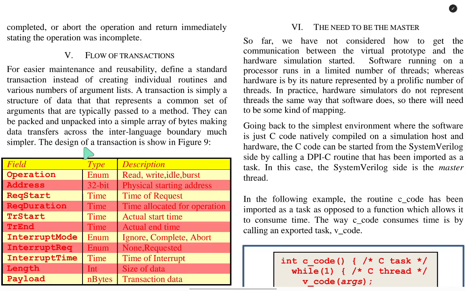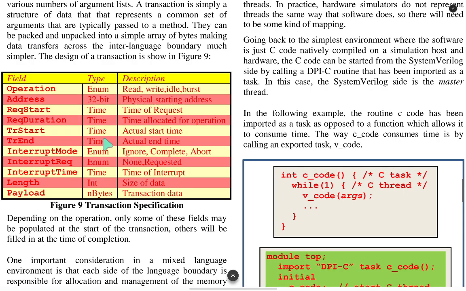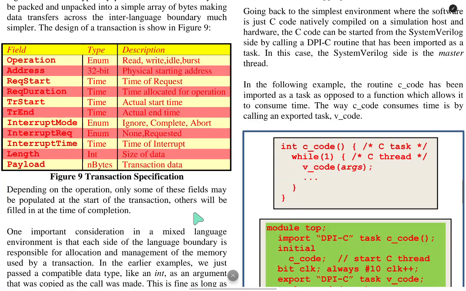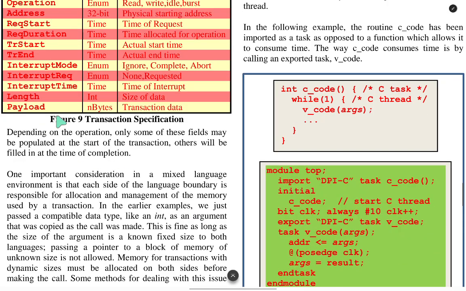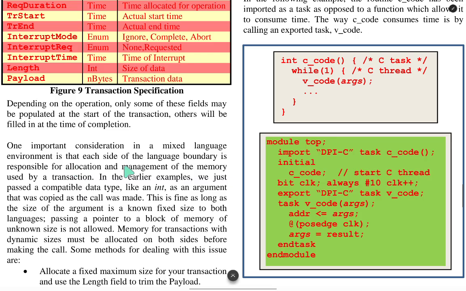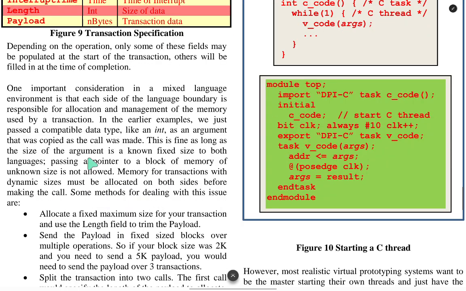The design of a transaction is shown in Figure 9. Figure 9, the transaction specification. Depending on the operation, only some of these fields may be populated at the start of the transaction, others will be filled in at the time of completion. An important consideration in a mixed language environment is that each side of the language boundary is responsible for the allocation and management of the memory used by a transaction.